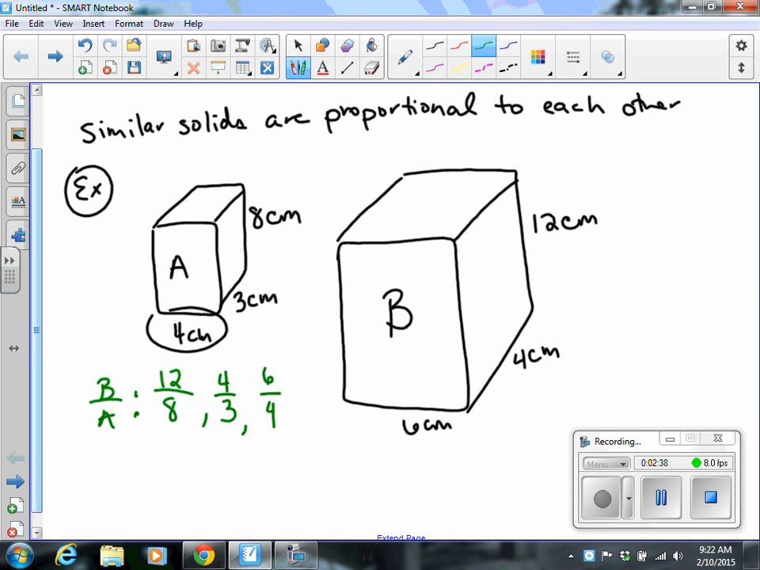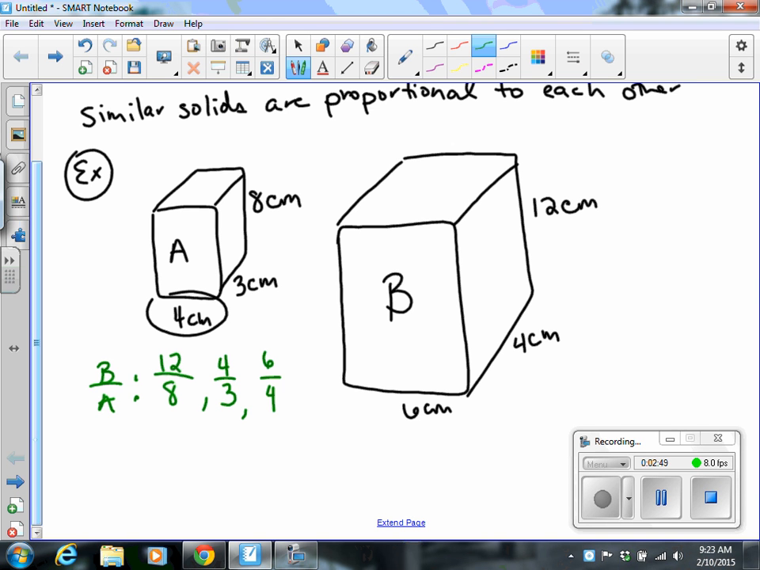Right now I can't see whether or not they truly are similar. I can't just say no, the numbers don't match up. You have to simplify your fractions. Don't change it to a mixed number, just simplify and reduce. So 12 over 8 is really 3 over 2. 4 over 3, I can't reduce. And 6 over 4 is 3 over 2. So you've got a 3 over 2, a 4 over 3, and a 3 over 2. These are not similar solids. If all three of those ratios were 3 over 2, then we would have a similar solid.